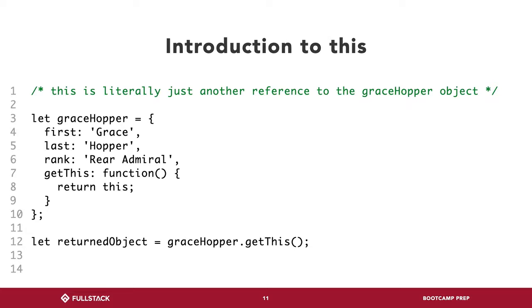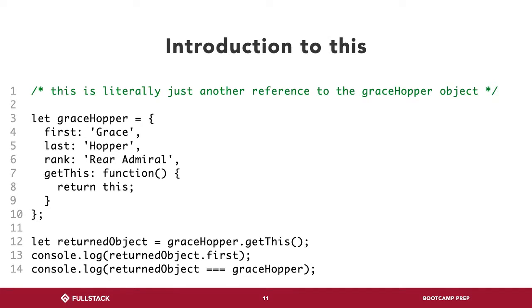I could show you this before. Now the getThis function inside the Grace Hopper object is returning this, the keyword this, right? And now here we're going to define something called returnedObject, and it's going to be equal to GraceHopper.getThis invoked. So this will be the return value of the getThis method. Cool? And then we're going to console log returnedObject.first, and then we're going to console log returnedObject triple equals GraceHopper.